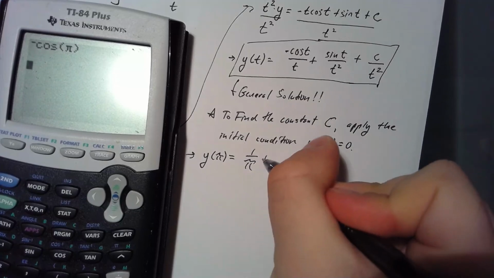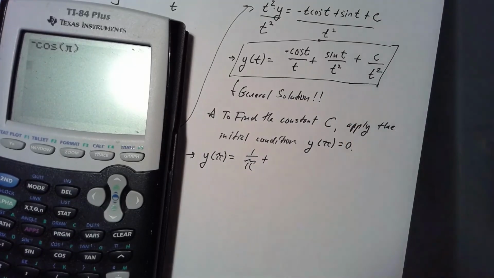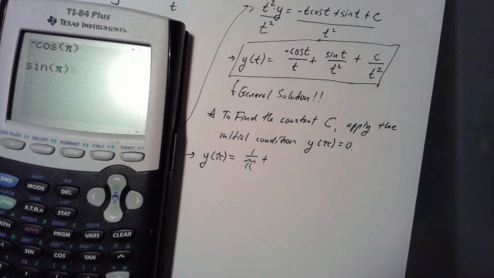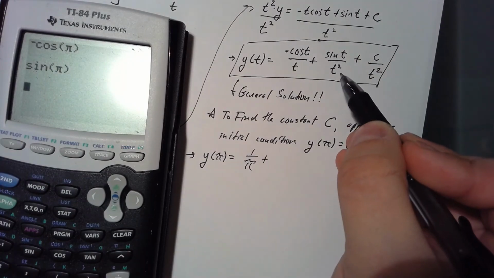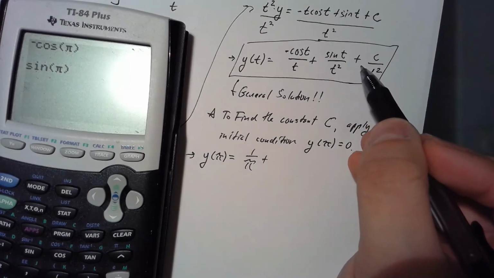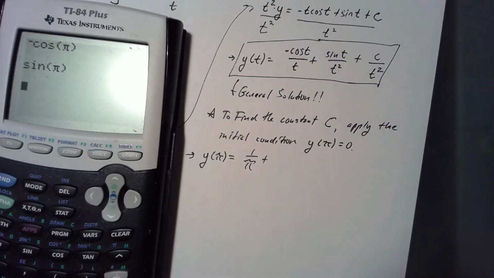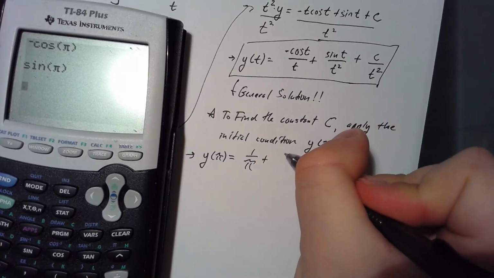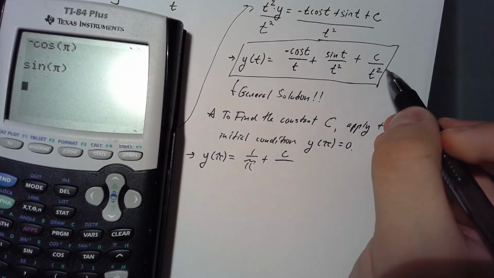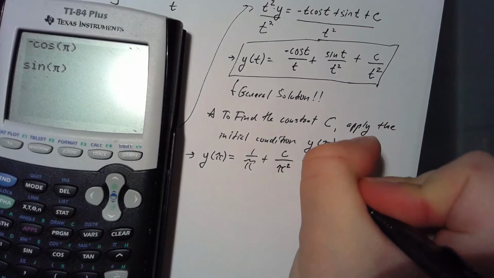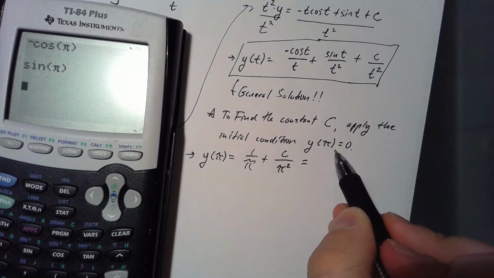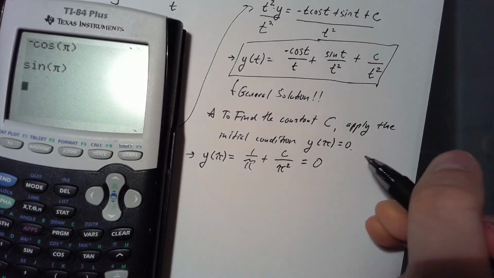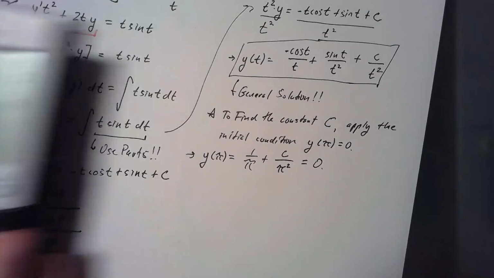Plus, well, what's sine of pi? Sine of pi is 0. So 0 over pi squared is just 0. Plus c, because I don't know what c is, I'm trying to find what c is. C over pi squared. And that's equal to what this was. It's equal to 0. So now just solve for c.